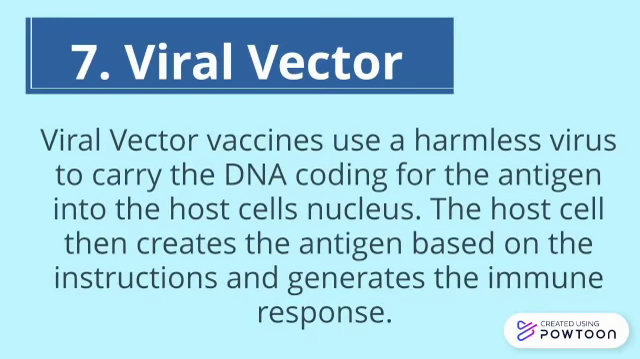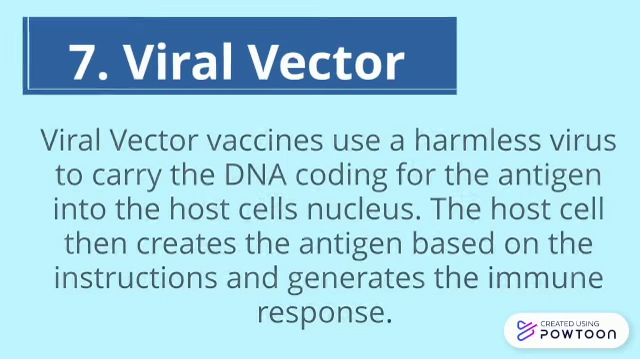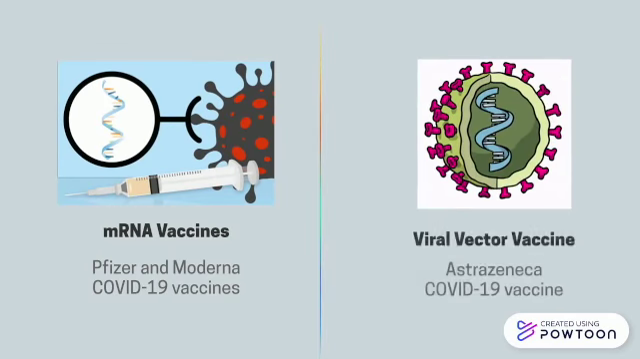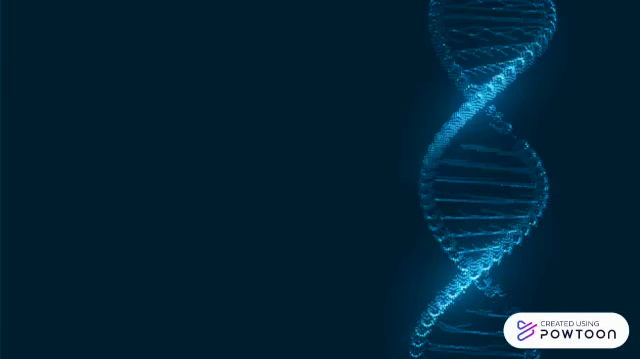Viral vector vaccines work in a similar way, where they carry the DNA coding for the antigen, and then your body makes the antigen and elicits the immune response. We've been using these new technologies to fight COVID-19. Pfizer and Moderna are mRNA vaccines, and AstraZeneca is a viral vector vaccine.